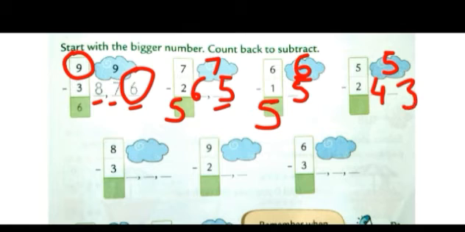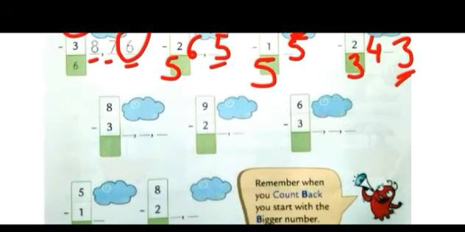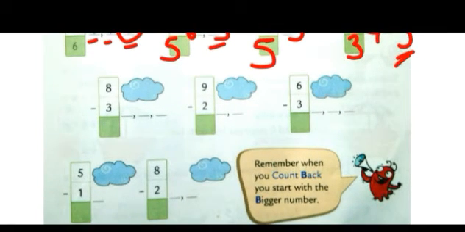3, 5, 4, 3. So, what is the answer? 3 is the answer. This is the way how we subtract using this count back method. Okay. Now, let's do this next one given here.